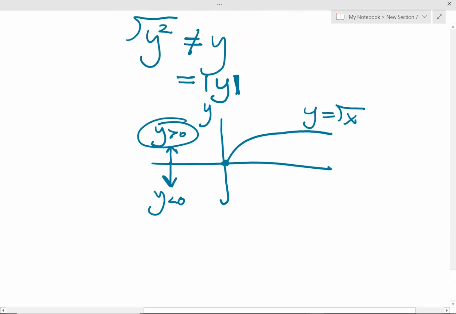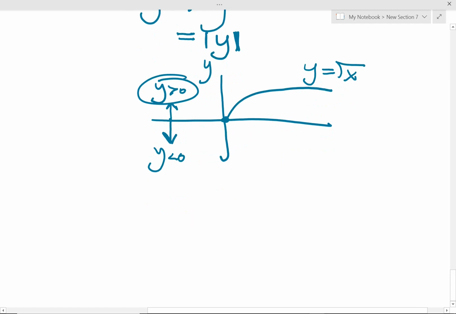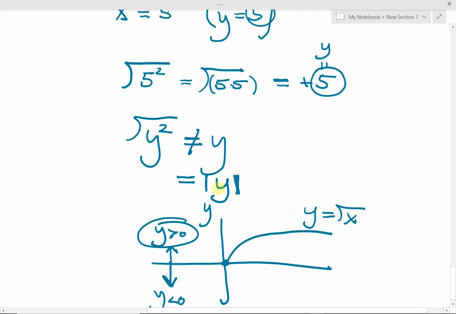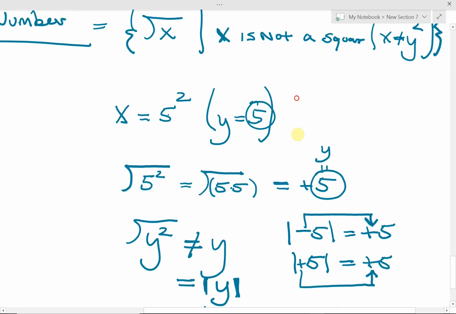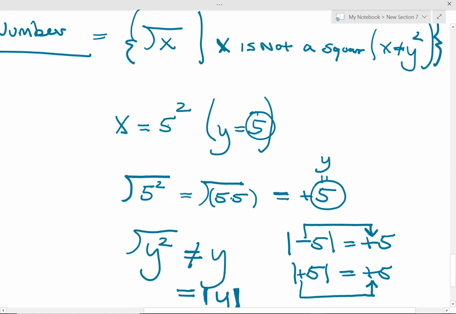I'll get into the absolute value function later, but it takes any number within the absolute value notation and changes it from negative to positive. So for instance, the absolute value of -5 equals +5. The absolute value of +5 is still +5. So it's always a positive value. And that's why we can't have it equal a square, otherwise it simplifies into a natural number.